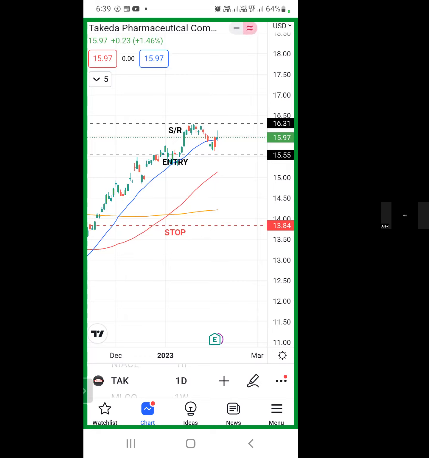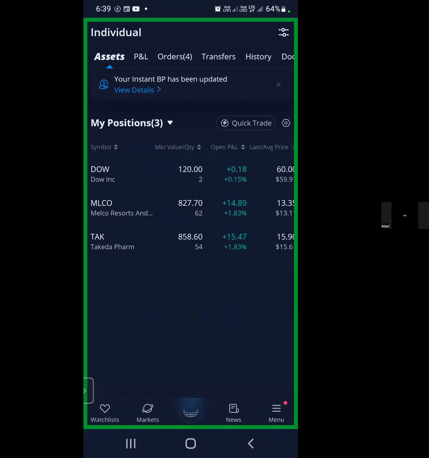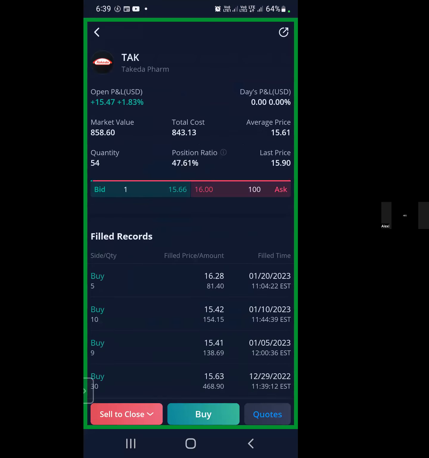All right. So now, how do you set the stop loss? That's the basic idea here, right? And I don't want to spend time on a lot of other things. So we were looking at TAK right there on the bottom. You see TAK. So I would click there on TAK, and then you see where it says sell to close on the bottom, sell to close.